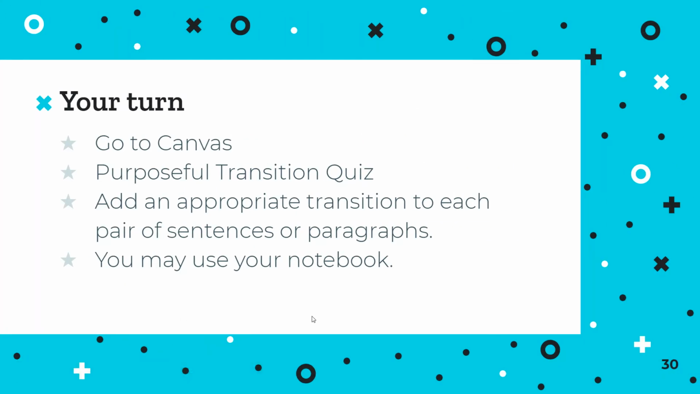Now you need to go to Canvas and do the Purposeful Transition quiz. You need to add an appropriate transition to each pair of sentences or paragraphs. You may use your notebook.